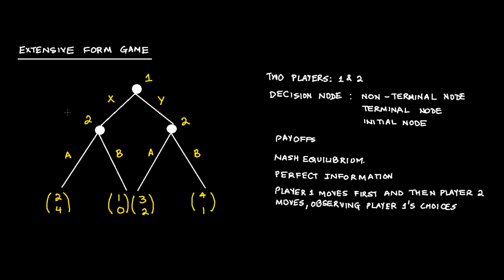Extensive form of game. Now this is one example of how to represent any game in an extensive form. Now in this, as you could see, there are two players, player 1 and player 2. You can also observe that player 1 is making an initial choice, and this one is the initial node, the initial node of player 1. Now, player 1 has a choice between X and Y.